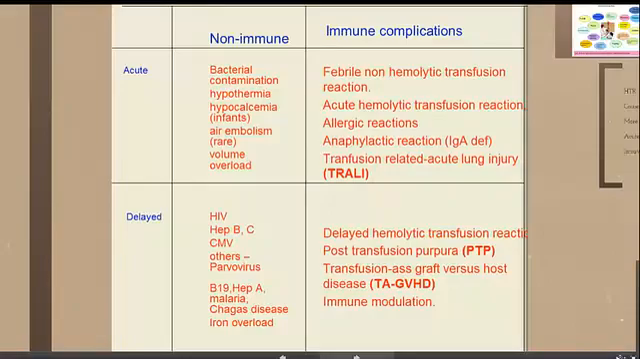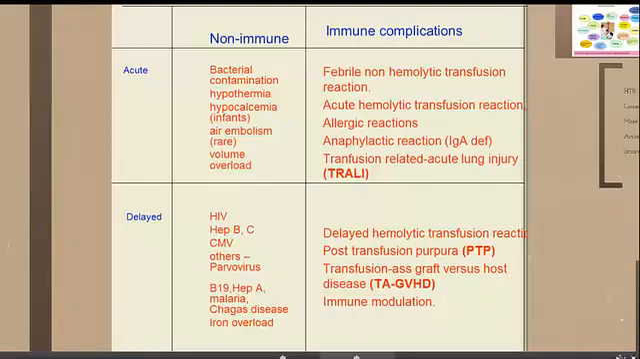For immune complications in the acute phase of transfusion, there are febrile non-hemolytic transfusion reaction, acute hemolytic transfusion reaction, allergic reaction, anaphylactic reaction, and transfusion-related acute lung injury, which sometimes we call TRALI.